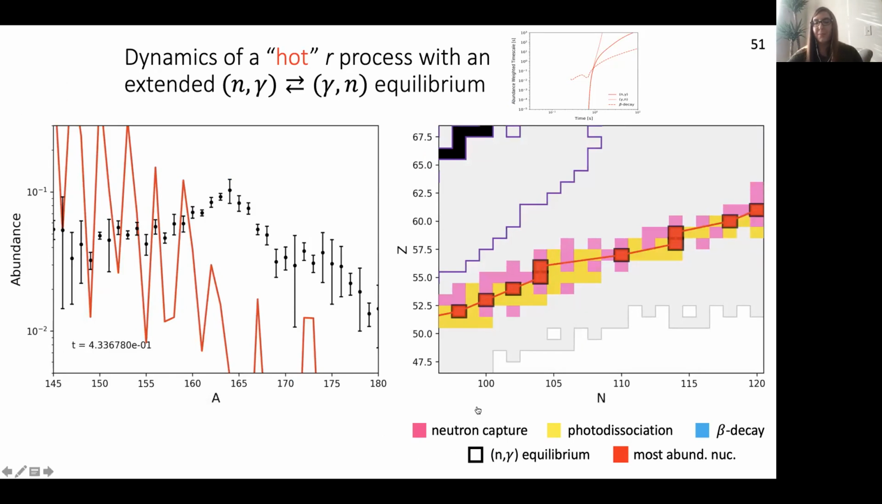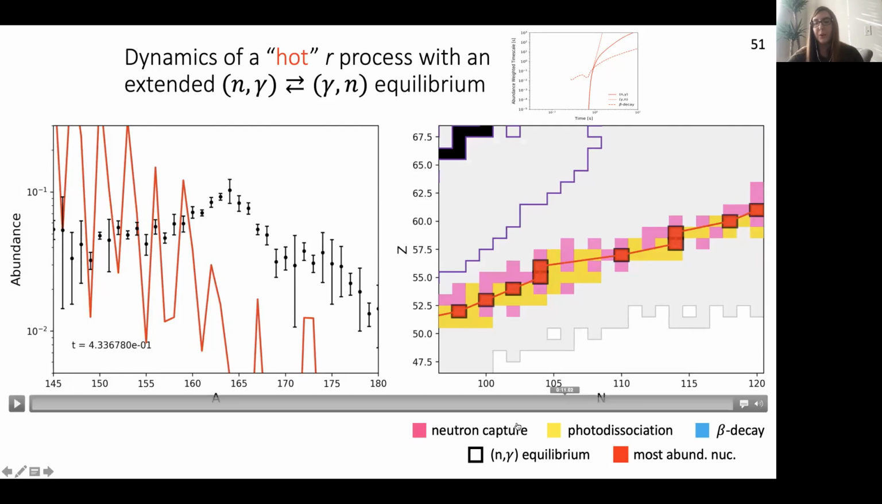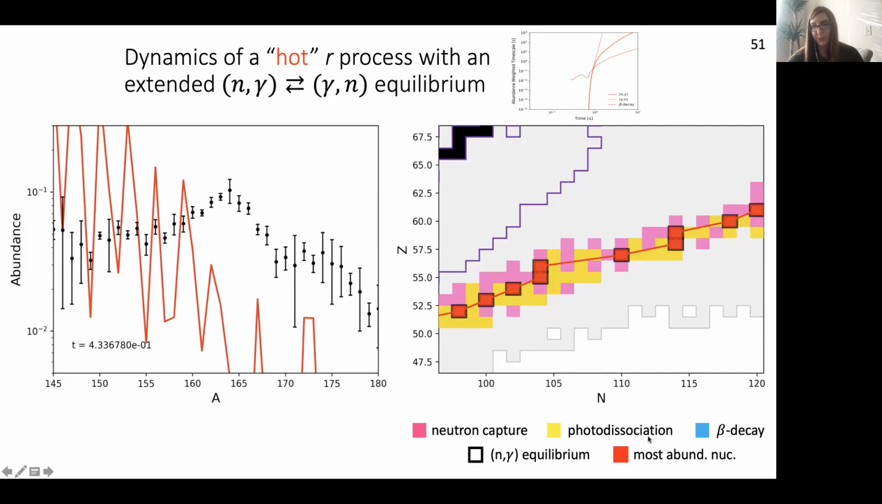So we have pink if something is dominantly neutron capturing. Yellow is if something is dominantly photodissociating. Blue is if something is dominantly beta decaying. Red is going to be our most abundant nucleus at a given Z. So it's our R process path, remember from before. That's going to give you your R process path at a given point in time. And then the boxed values are going to be what you would predict your R process path to be given (n,γ)-(γ,n) equilibrium.